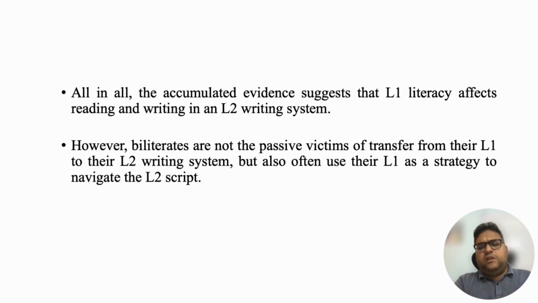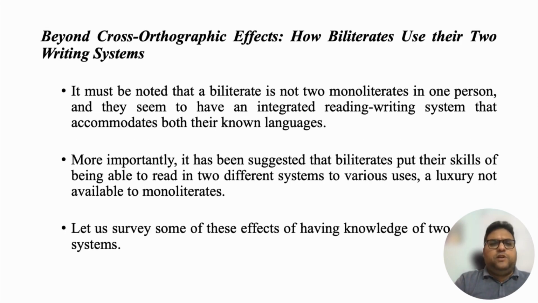Let's move beyond this a little bit, and look at some of the ways in which biliterates use their two writing systems. So, for example, it must be noted that a biliterate is not really two monoliterates in one person, and they seem to have an integrated reading writing system that accommodates both their known languages. So it's not that the two reading writing systems are very separate from each other. It becomes a conjoined system in some ways, which accommodates the skill of reading and writing in both languages.